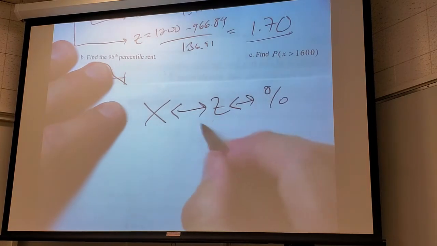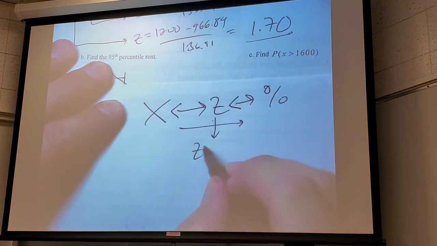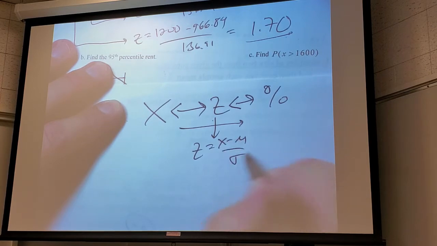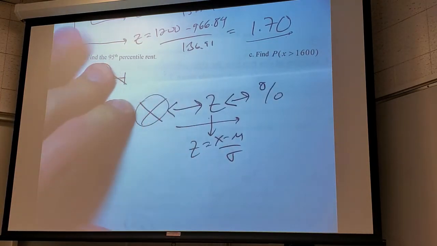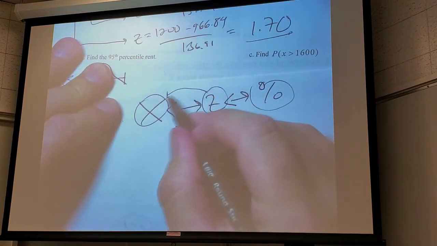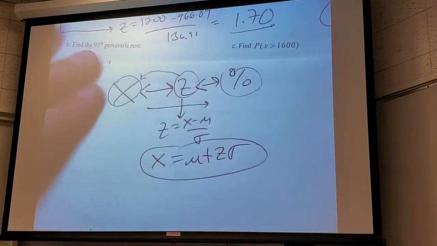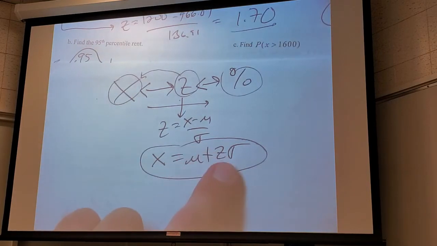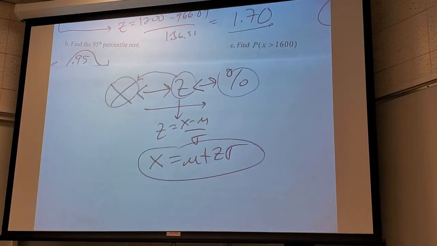So normally, going this way, I use a formula to convert an X into a Z, because I'm given an X and I have to make it a Z so I can look it up. If they give me a percentage, I'm going to have a Z score and I'm going to want to change it back into this guy. That's when we use this formula that we created before. That's if I know a Z score and I want to convert it back into, in this case, a rent.